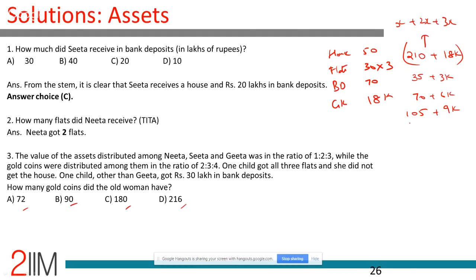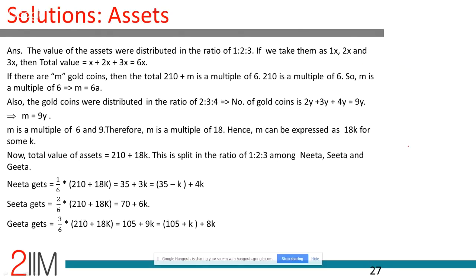The gold coins were distributed in the ratio 2:3:4. And 2:3:4 is how the gold coins are distributed. So they get gold coins worth 4K, 6K, 8K, adding up to 18K. One child got all 3 flats and she did not get the house. One child other than Geeta got rupees 30 lakhs in bank deposit. So I'm going to capture all of this.